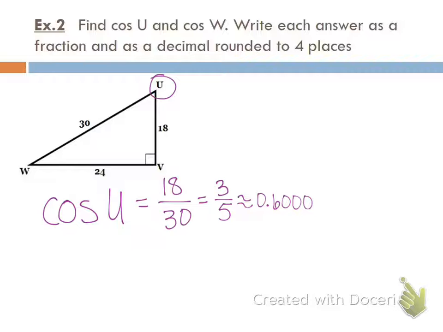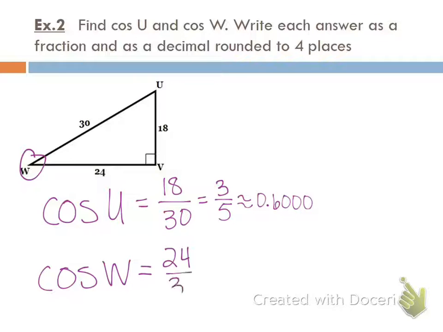All right, then they also asked us to switch our angle to W. So the cosine of angle W as a fraction is 24 over 30, reduces to be 4 over 5. As a decimal, oh, I don't really need approximate in there. 0.8 is exactly 0.8. Again, you can put the zeros at the end or not.